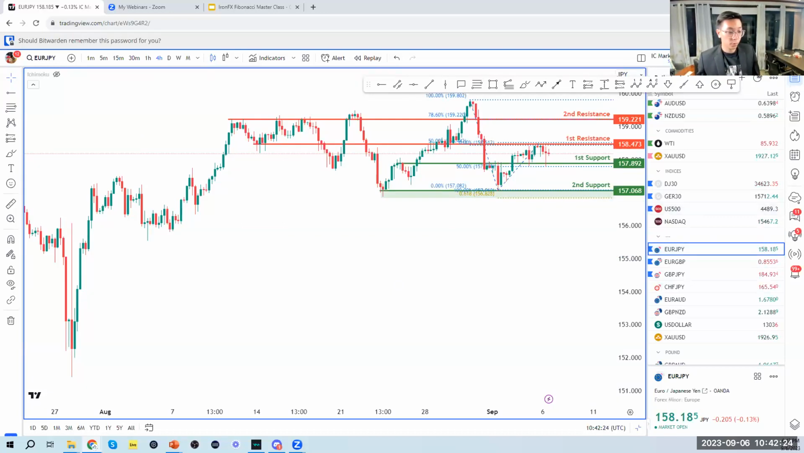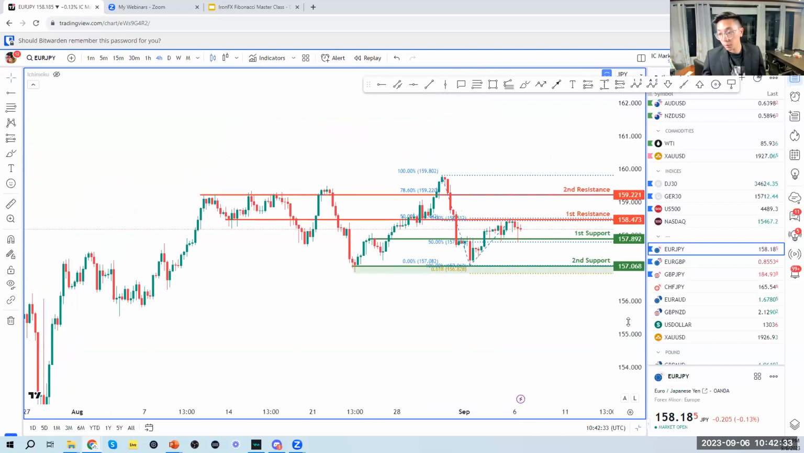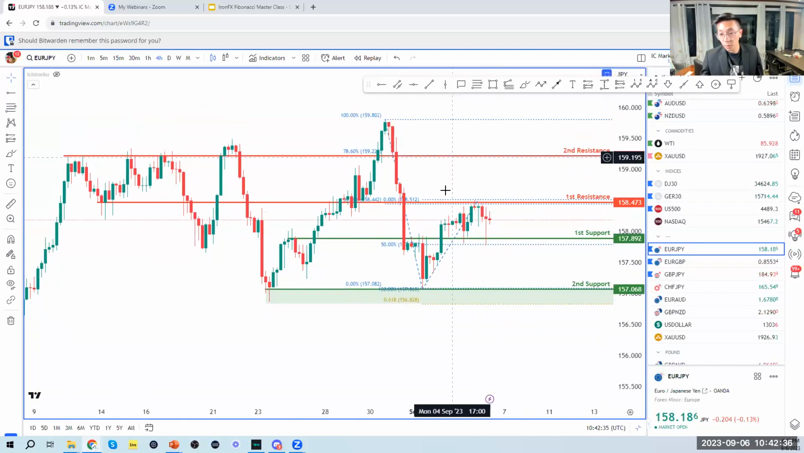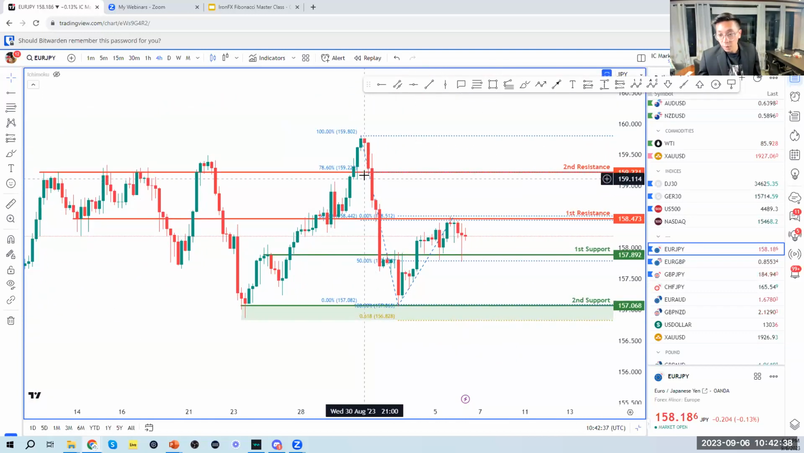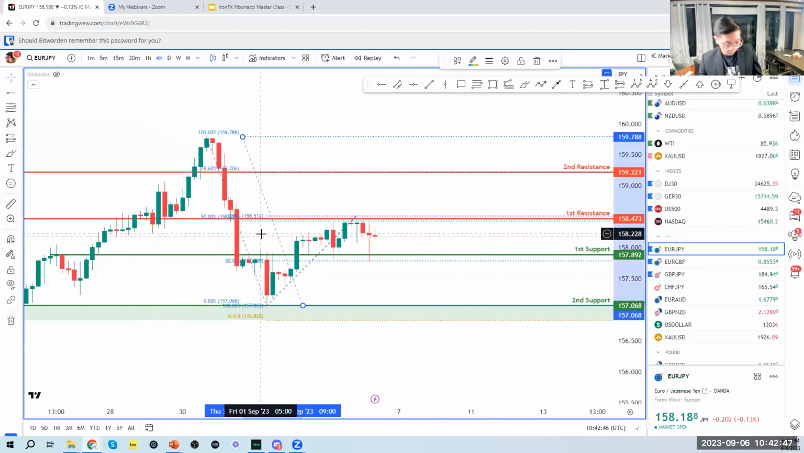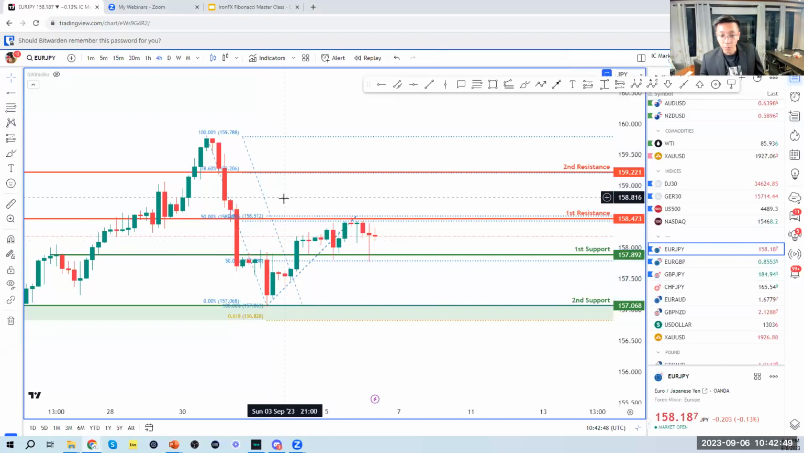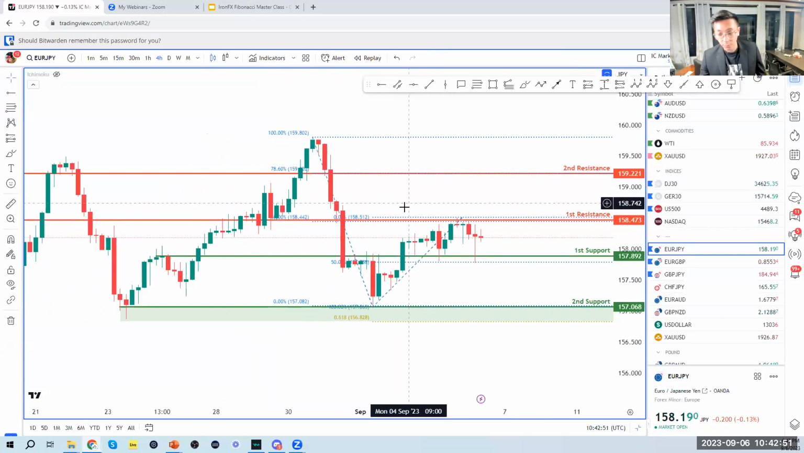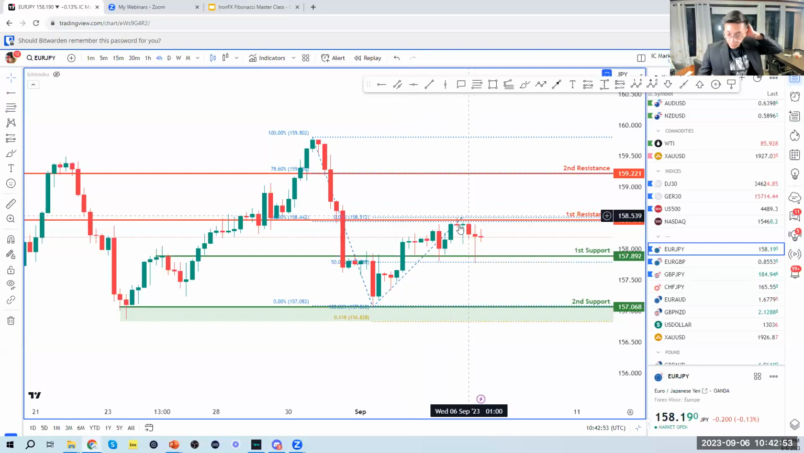All right, let's move on. EURGBP, so Euro Pound. This is very simple. Basically, we have our 78.6% level along with this multi-swing high resistance level. Then we also have the requirement whereby price needs to retrace at least 50%. That's why we can see price is trying to reject this area and come down.